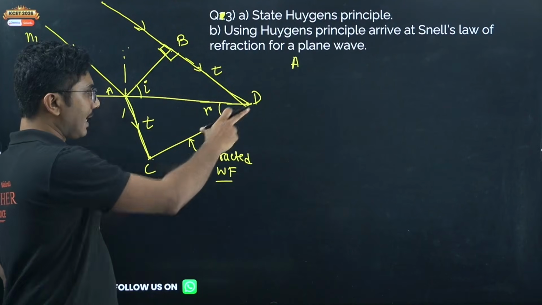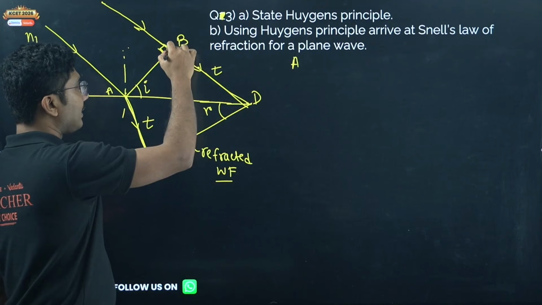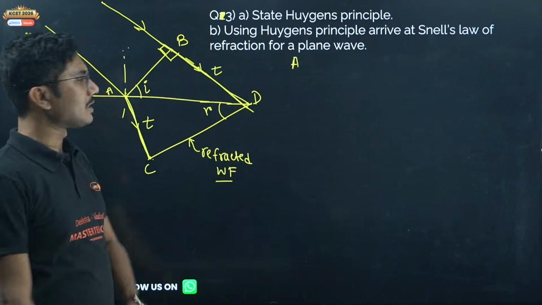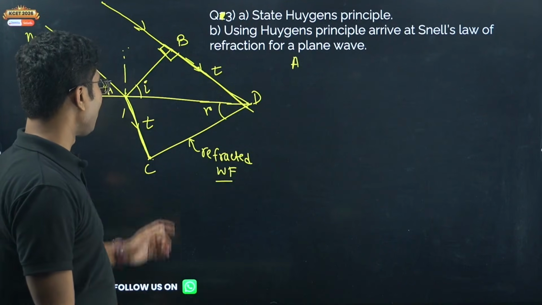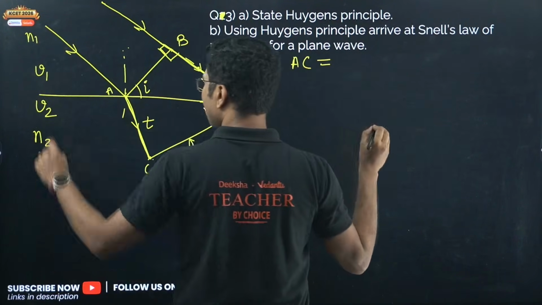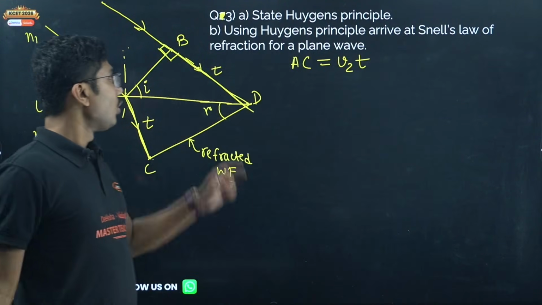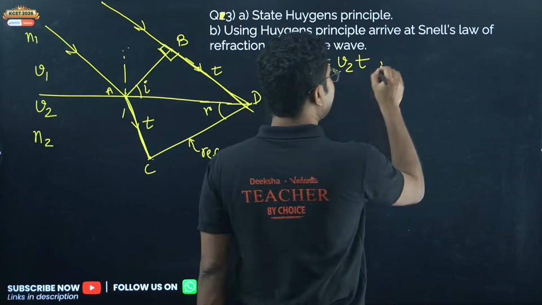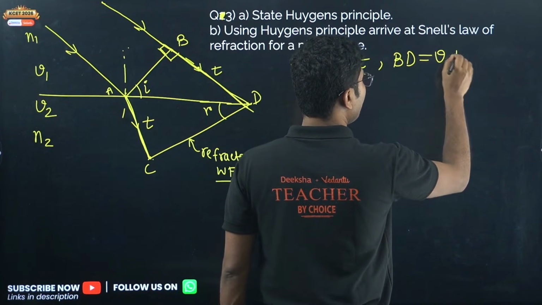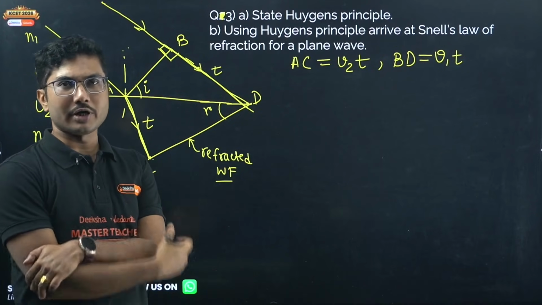Maintaining the phase means the time taken by the light to reach from A to C and the time taken to reach from B to D has to be the same. That's why they must be the refracted ray. Now, what is this distance AC? AC is given by the speed of light in this medium times the time. What about BD? BD is given by the speed of light in that medium times T. Obviously, you don't need to do any congruency over here. Congruency is only for deflection.